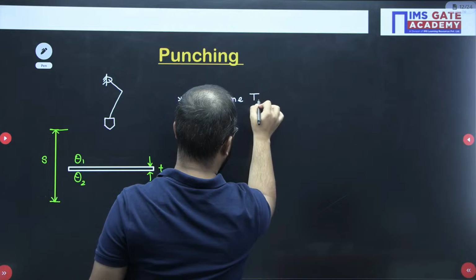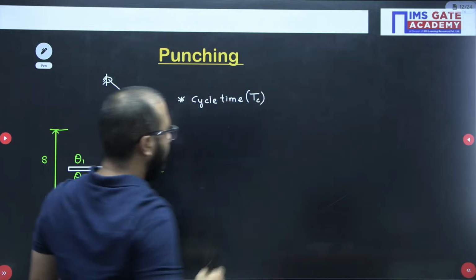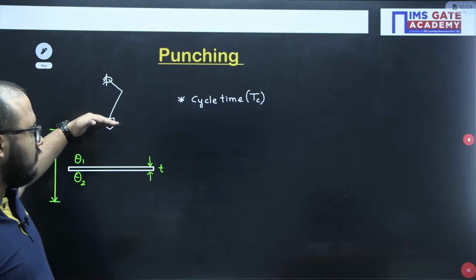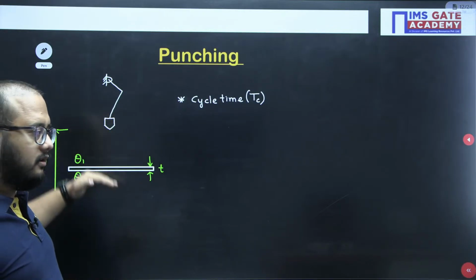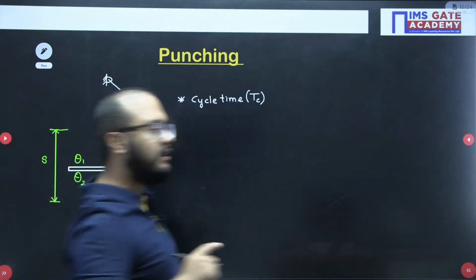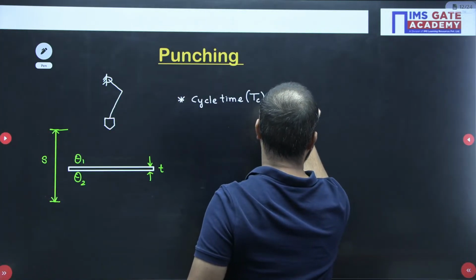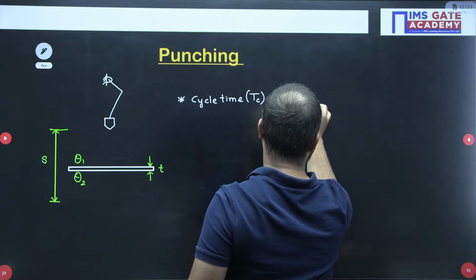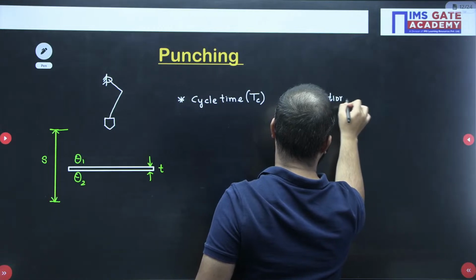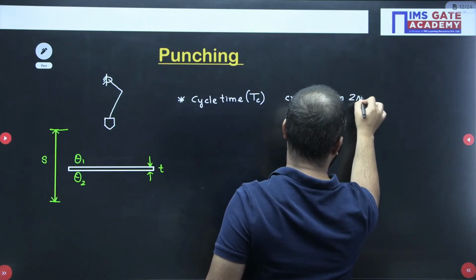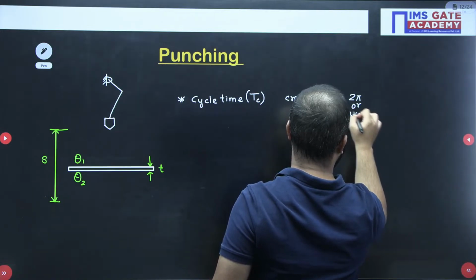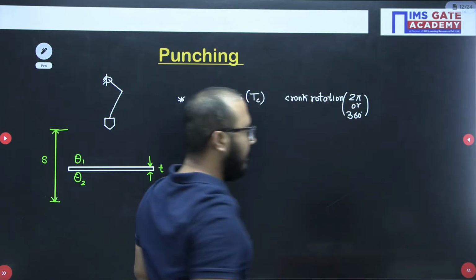Cycle time will use TC as a notation. So cycle time will be there. Let's suppose the time required for the tool to move from here to here and from here to here is the cycle time TC. In that, the crank rotation will be 2 pi, or 360 degree. Fine. Okay. Is it clear?